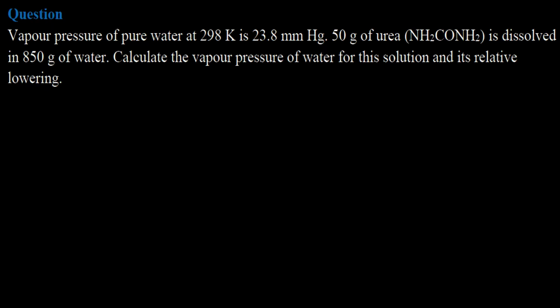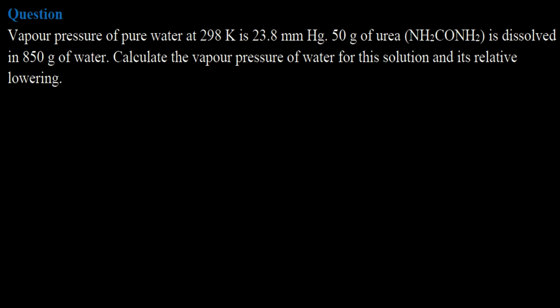Namaste to all. Let us discuss some of the NCERT text exercises based on colligative properties. The first question in your text is: the vapor pressure of pure water at 298 Kelvin is 23.8 millimeters of mercury. 50 grams of urea is dissolved in 850 grams of water. Calculate the vapor pressure of water for this solution and its relative lowering of vapor pressure.